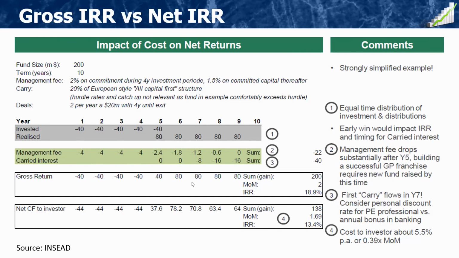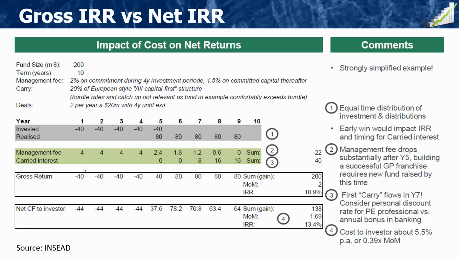And now you can see the big difference. So the total gain on a gross basis is actually 200, another 200, right? So the multiple on the fund level on the gross basis is 2, and your IRR is close to 19.